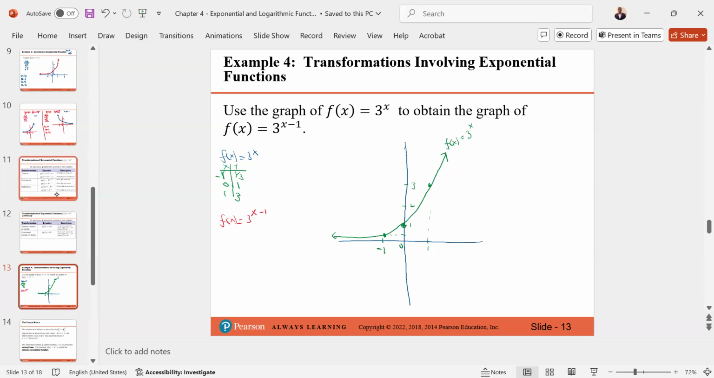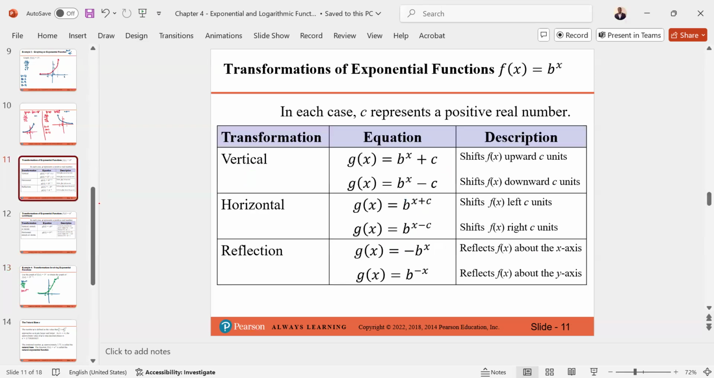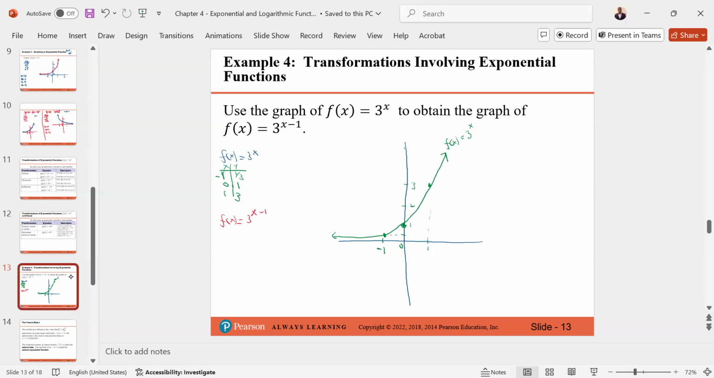So if you look at what we said here, if we have g of x equal b power x minus 1, we can shift it horizontally c units to the right. That means we can just shift one unit to the right. But let's do this instead. You're going to see the same.